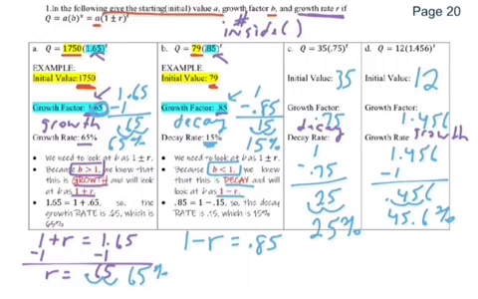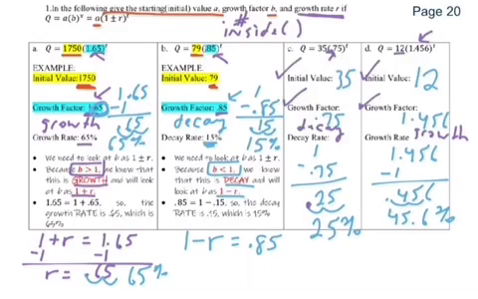So for C, your initial value is 35. Your growth factor would be 0.75, which is a decay because it is less than 1. And to get the decay rate, 1 minus 0.75 is 0.25, and when you change it to a percent, you would get 25%. For D, your initial value would be 12. Your growth factor is the number inside of the parenthesis, which is 1.456. You know it's a growth because it's greater than 1.